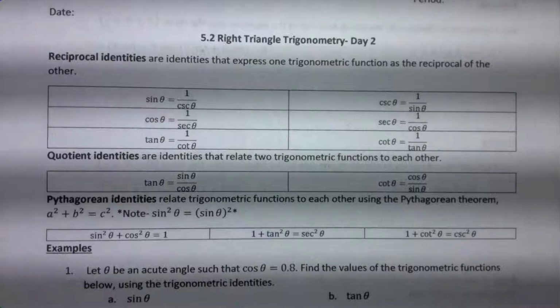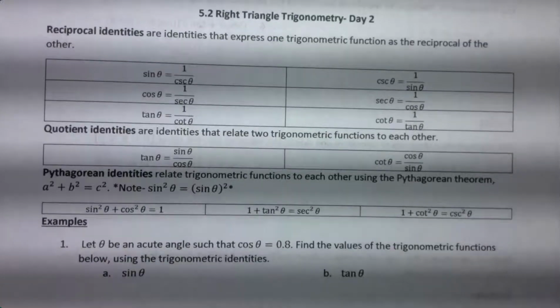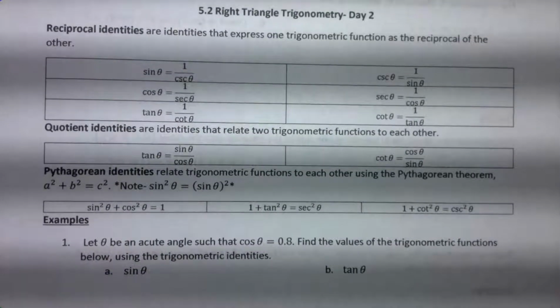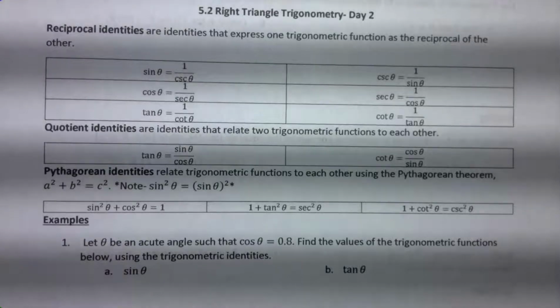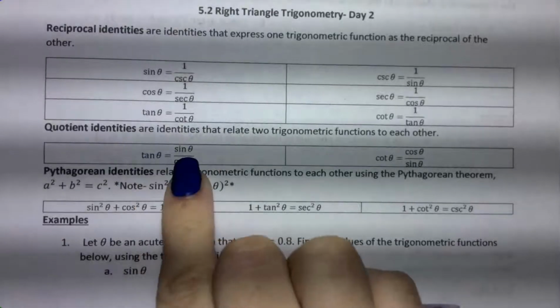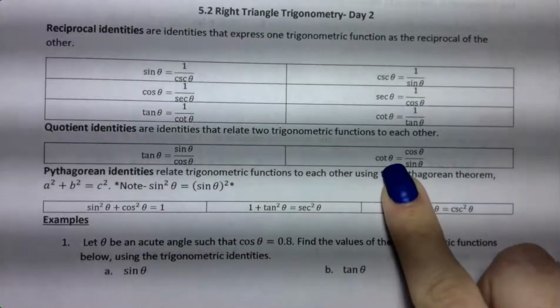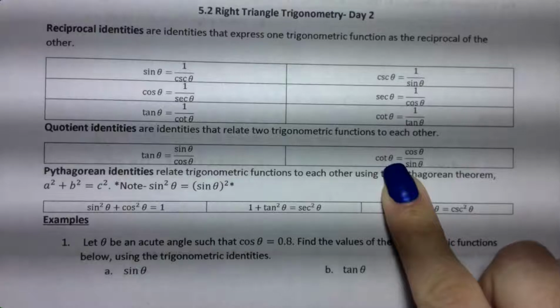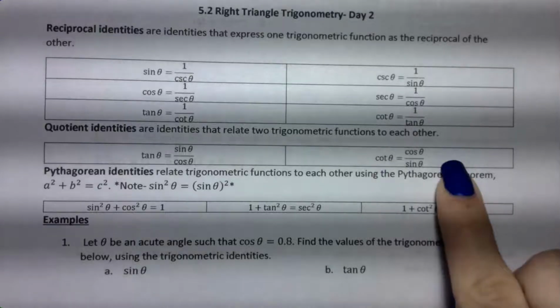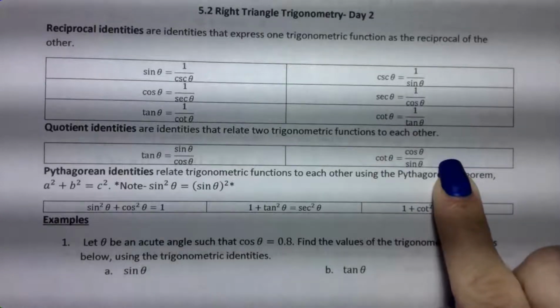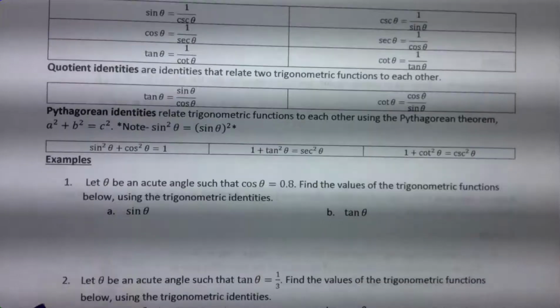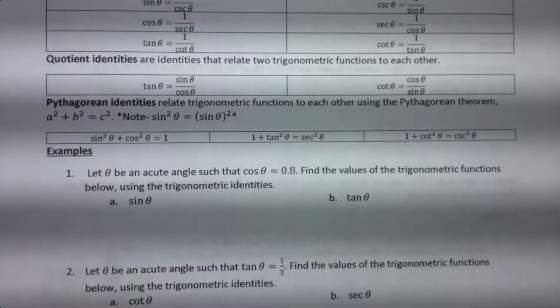So then the next thing I have are quotient identities, and it's when I relate two identities together as a quotient. Remember, quotient's just another way of saying fraction. So I have tangent can be rewritten as sine over cosine, and we talked about that one a little bit briefly yesterday when I had the red sticky note. And then I have cotangent, because it's a reciprocal identity of tangent, it flips the fraction for tangent, so it's cosine over sine here.